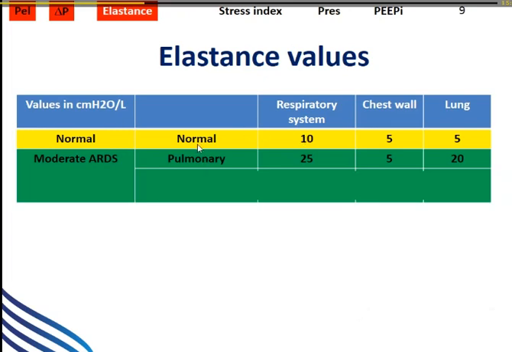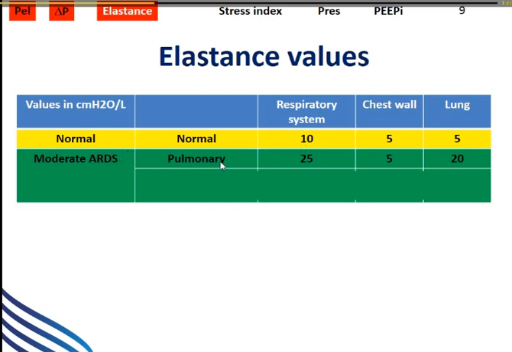Here you have a typical value in the normal situation of the elastance. Note the units are different, centimeters of water per liter. In a normal subject, you need 10 centimeters of water to inflate the total respiratory system by 1 liter. 5 are taken by the chest wall and 5 by the lung. And you have here the additional property of the elastance of each of the components of the respiratory system.